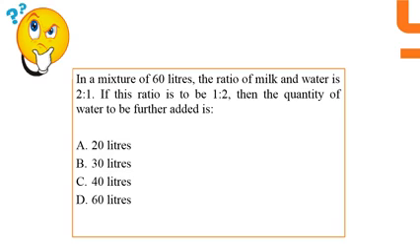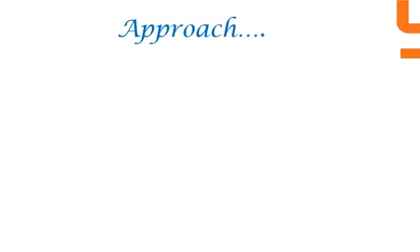Thus, as per the question, we have a mixture of 60 liters which contains milk and water in the ratio 2:1. This ratio is to be converted into 1:2 by adding some more water, and we have to find the quantity of water to be added. So let's see how to solve this problem.